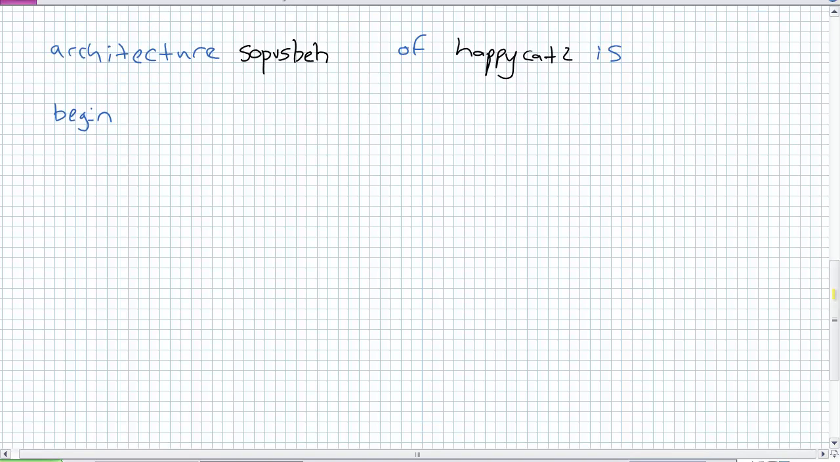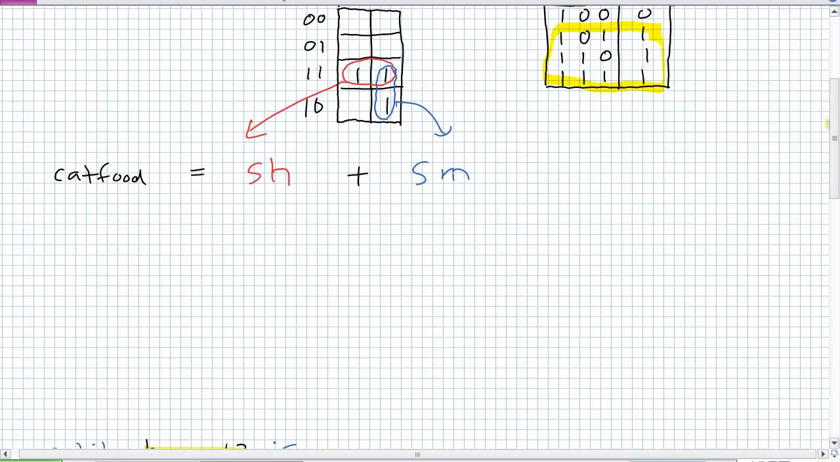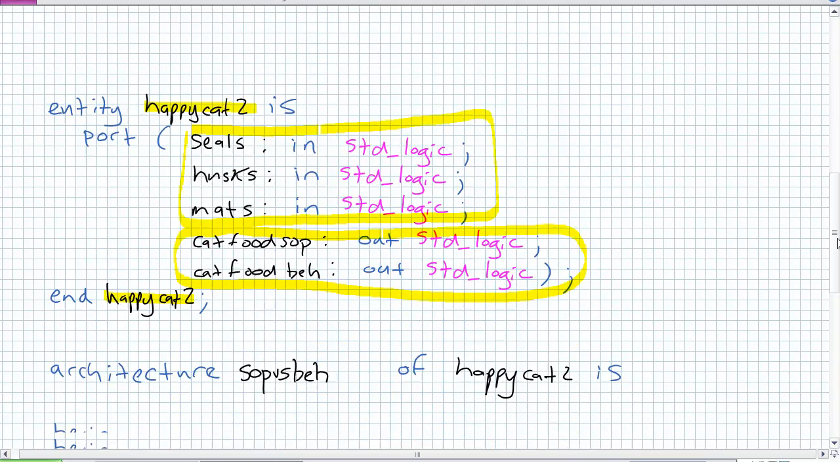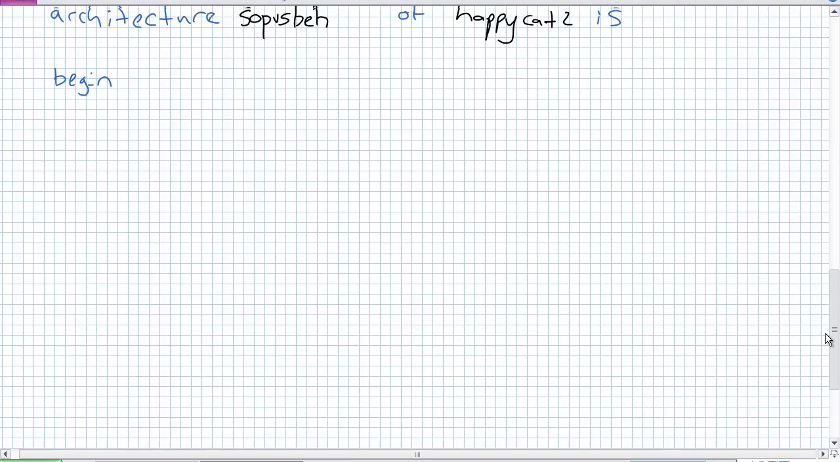the simplest one first. Let's just come up with the expression for the cat food SOP output. And you should know this one. This is the exact same one we did in our last PLD implementation exercise. And by the way, it's the last one we just came up with right here. So just write cat food SOP output in good VHDL syntax. And again, we're using seals actually spelled out, husks actually spelled out, and mats actually spelled out. Okay, so go ahead and see if you can write it.